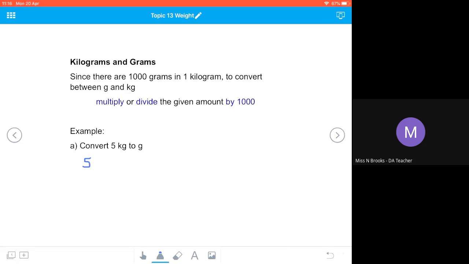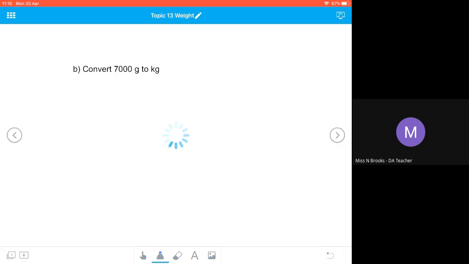So we're going to do 5 and we're going to multiply it by 1,000. And that's going to give us 5,000. And remember, we need units on our answers, so it's 5,000 grams. If we want to convert 7,000 grams to kilograms, we're going from the smaller unit of weight to the larger one. So we're going to divide. And again, it's always by 1,000 when we're dealing with weight. So we're going to do 7,000 divided by 1,000.